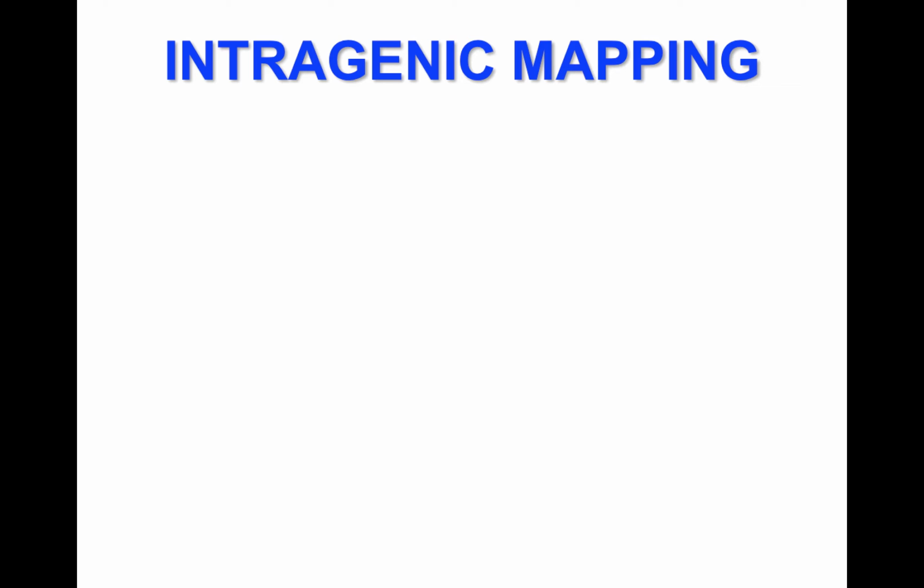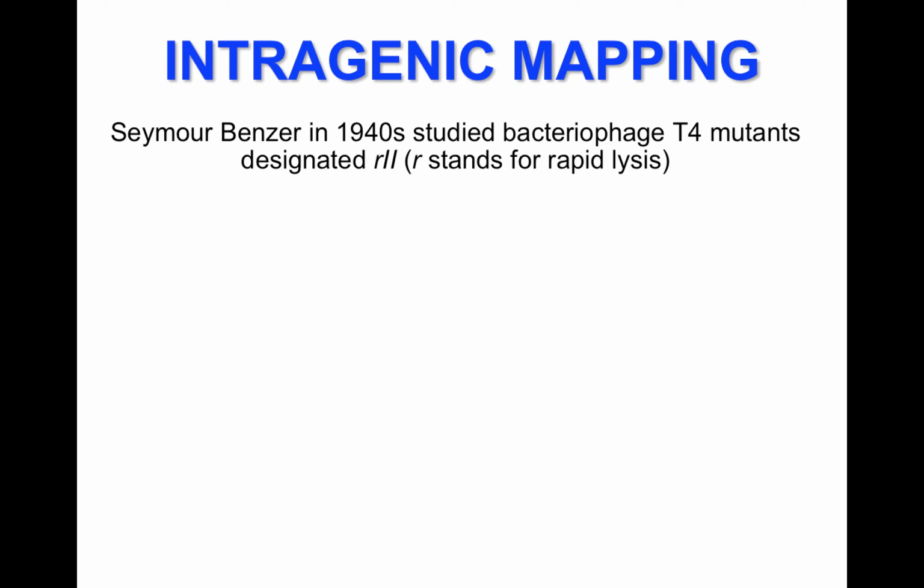What about mutations that are in the same gene? Can we map the distance between those two mutations within a single gene? Well, Seymour Benzer in the 1940s designed an experiment to do just that. He studied bacteriophage T4 mutants, designated the R2, the ones that we were just talking about. The R stands for rapid lysis.